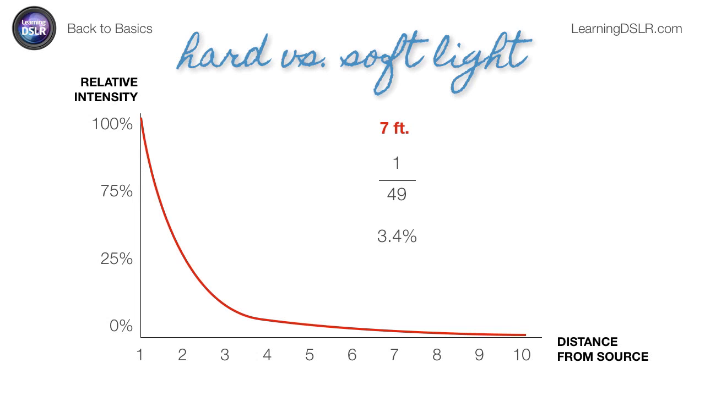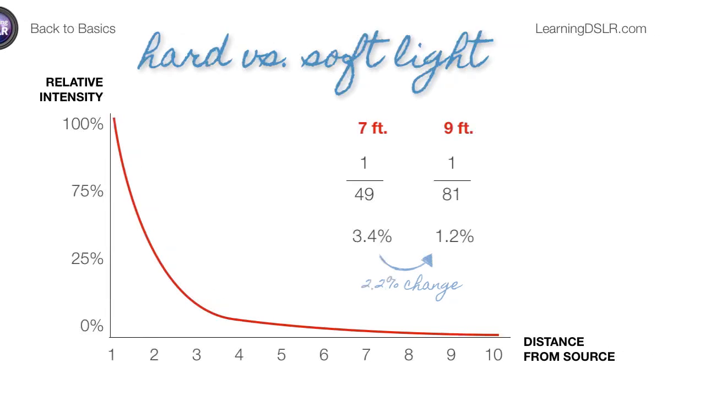And if we take two more examples here, someone who was standing at 7 feet is going to get about 3.5% of the light. Someone standing at 9 feet is getting about 1.25% of the light. That's really not a big change. 2% is nowhere near 75% change. And so this is a property of light that you can use every day in your photography.